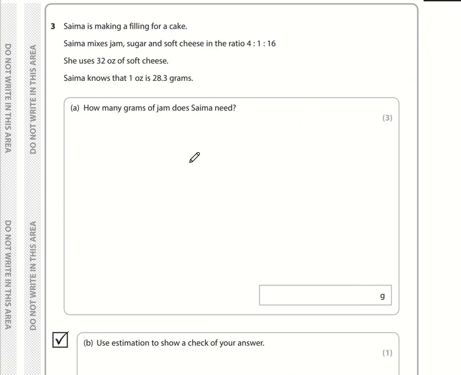Question number 3, Saima is making a filling for a cake. She mixes these ingredients in the ratio of 4 to 1 to 16. So that is jam to sugar to soft cheese, a ratio of 4 to 1 to 16. She uses 32 ounces of soft cheese. Without even reading ahead, I can see that 32 is double 16. So she will need 2 ounces of sugar and 8 ounces of jam. We're just doubling all of these numbers.